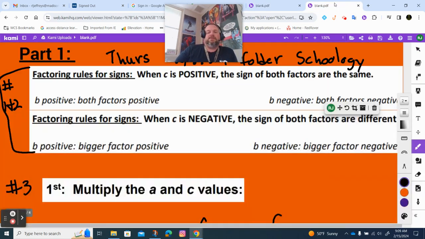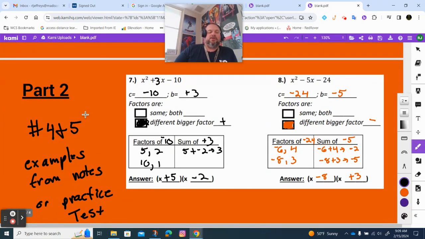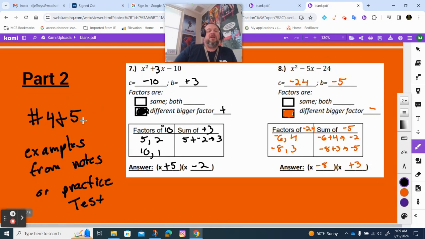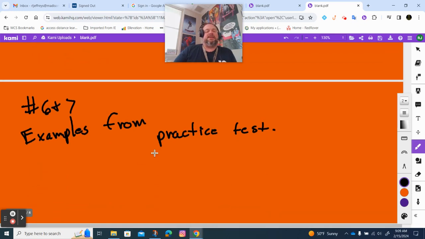Oh, I forgot to show y'all this. So for part 2, for number 4 and 5, I would do examples from the notes or the practice test. I would actually copy those down, write any extra notes. And then for number 6 and 7, I'm probably using examples from the practice test. Okay, I'm not actually going to screenshot that and put it in here.